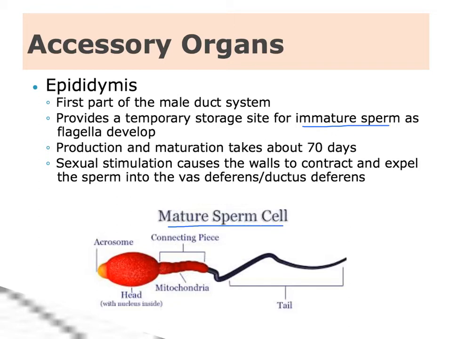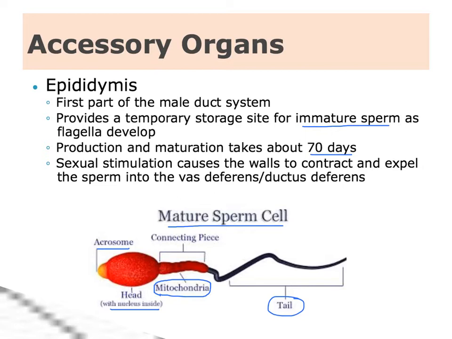You can see that there's not much there. We have a head that contains the DNA material. There's an acrosome which contains some digestive enzymes to help this sperm break its way through into the egg for fertilization. Then you have this connecting piece, very dense in mitochondria, that's busy making ATP that's going to power the tail, the flagella. Sperm are the only human cells that have a flagella. We see them in other parts of the animal kingdom, in bacteria especially, but in humans it's only found in sperm. It takes about 70 days for a sperm to mature.